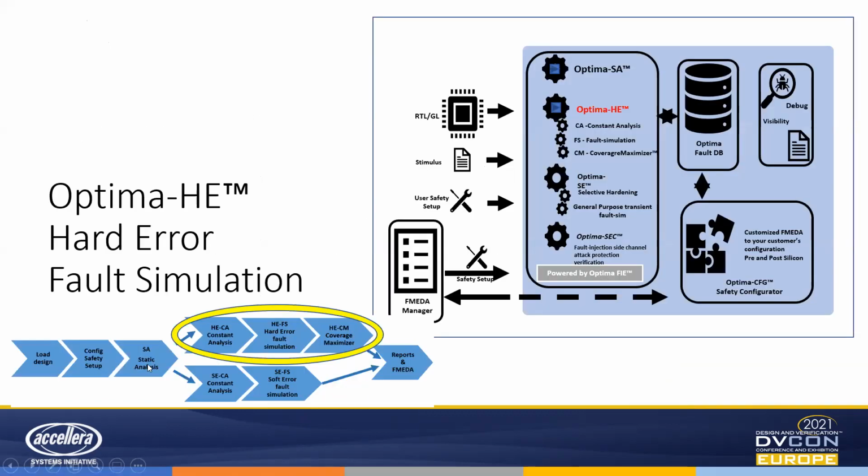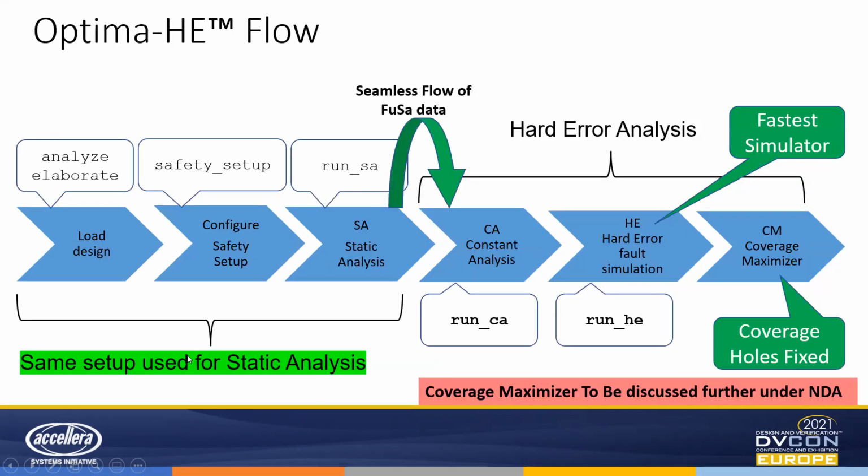So we talk about the HE route first and then go to the soft error route. Till now we have done static analysis, and now we are going to look at the hard error engine. As mentioned, the same setup can be used till loading the design, defining the safety setup, and doing the static analysis. Literally, it is only these commands that are used till now, right?